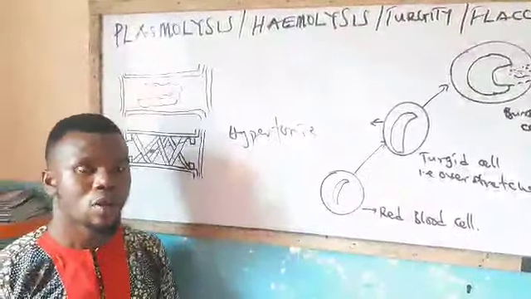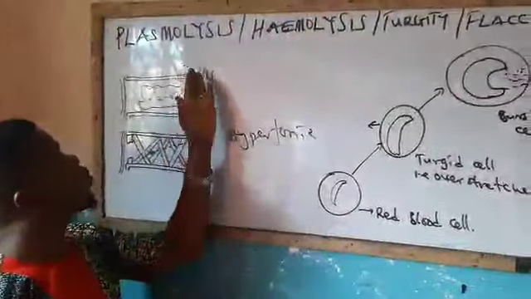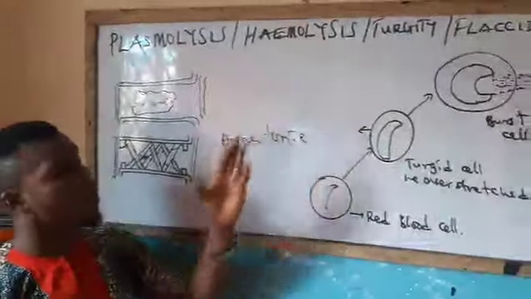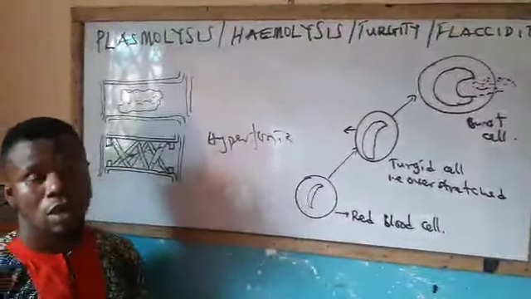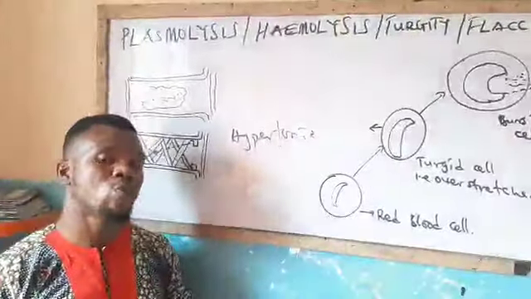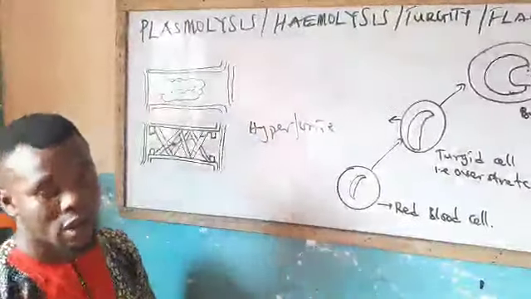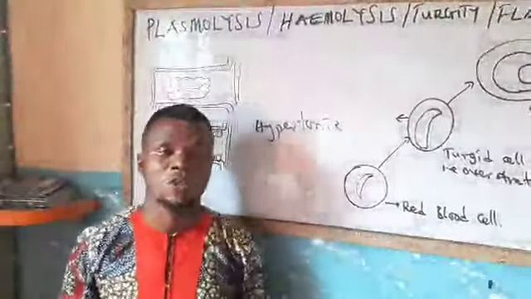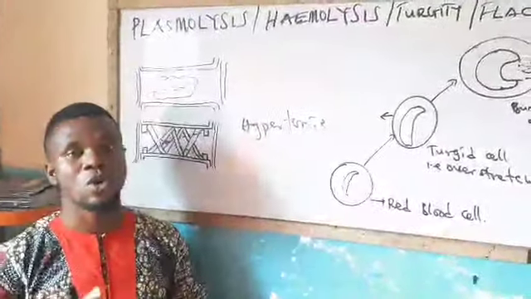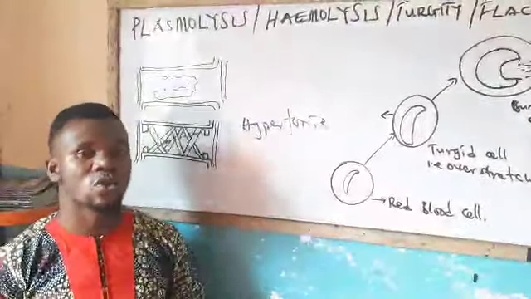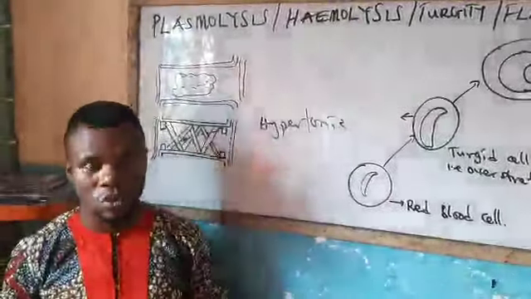Good morning. Today we'll be looking at plasmolysis, hemolysis, turgidity, and flaccidity. In our previous video, we were able to look at osmosis and diffusion. I made it clear to you that diffusion is the movement of molecules from the region of higher concentration to lower concentration until it is evenly distributed.